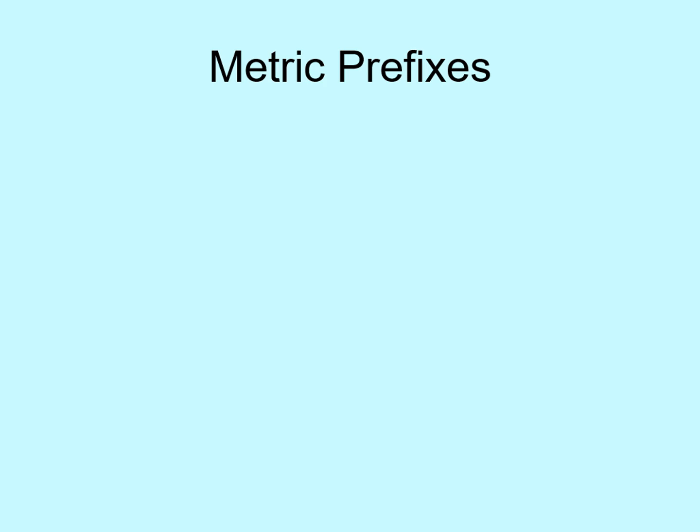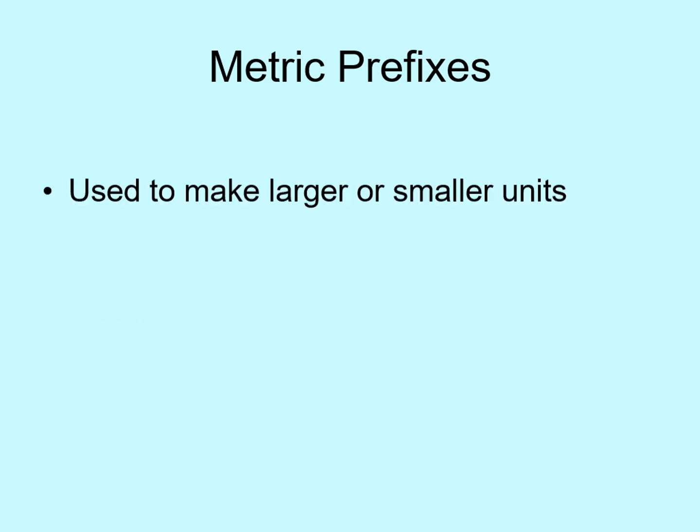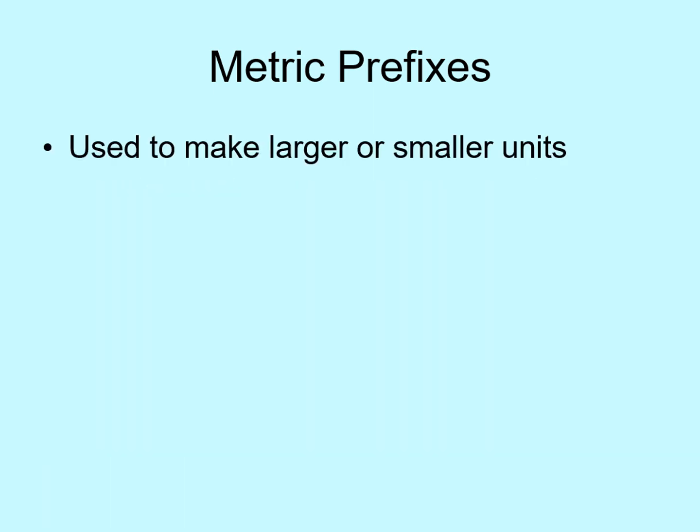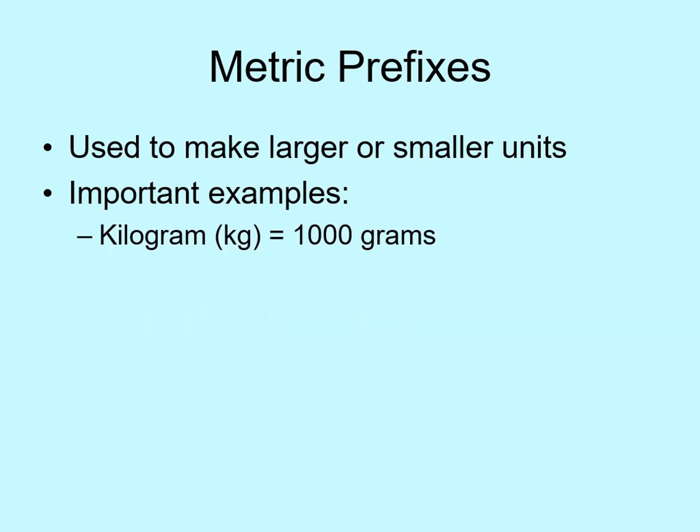I just mentioned a kilogram. That's an example of one of the neat tricks you can do with metric units. No matter what base unit you've got, you can always make it larger or smaller by using prefixes. For example, the prefix kilo means 1,000. So a kilogram is 1,000 grams, just over 2 pounds. A kilometer is 1,000 meters, a little more than half a mile.